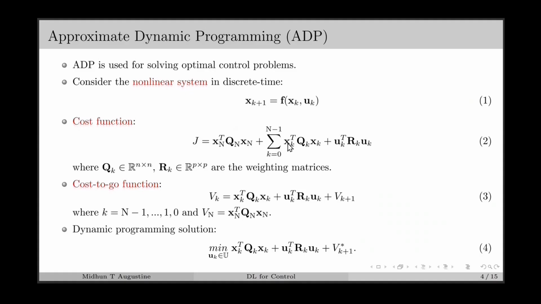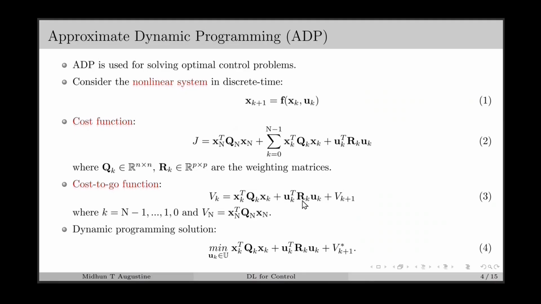Then this problem can be solved recursively in time using a cost to go function Vk as in equation 3. This Vk is the cost to go from the time instant k till the end, and it can be represented as the current cost, which is xk transpose Qk xk plus uk transpose Rk uk, plus the cost to go function from the next instant, which is denoted by Vk plus 1. In general, in the dynamic programming algorithm, the optimal control input can be computed which minimizes the cost to go function. And here we will be using this current cost or the running cost plus the optimal cost to go function from the next instant, which is Vk plus 1 star.